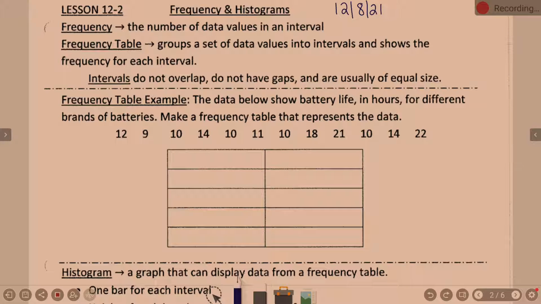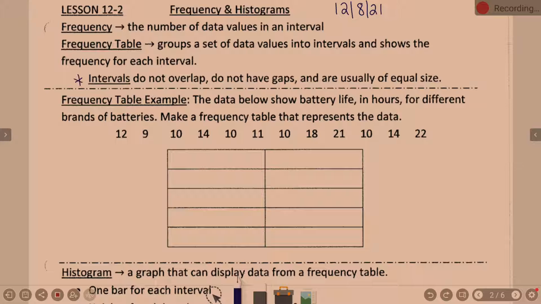Okay, a frequency table groups a set of data values into intervals and shows the frequency for each interval. So when we set up a frequency table, we're going to set it up so that our data is divided into groups and count how many are in each group, basically.